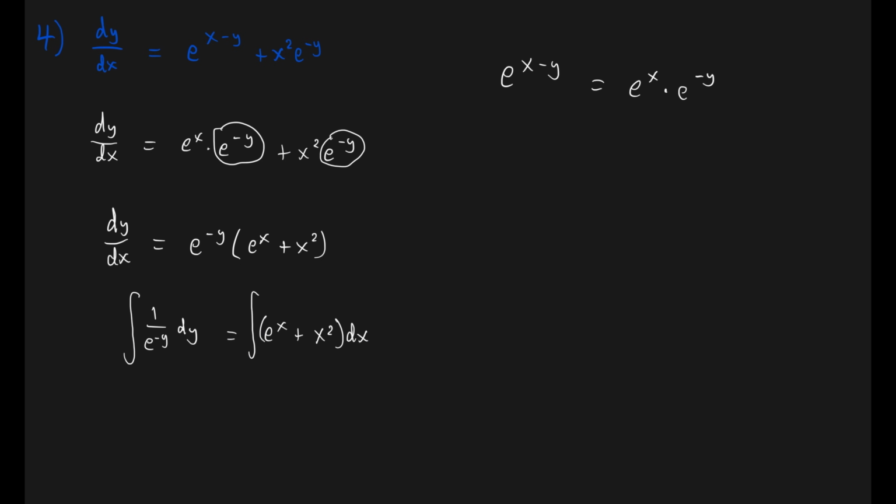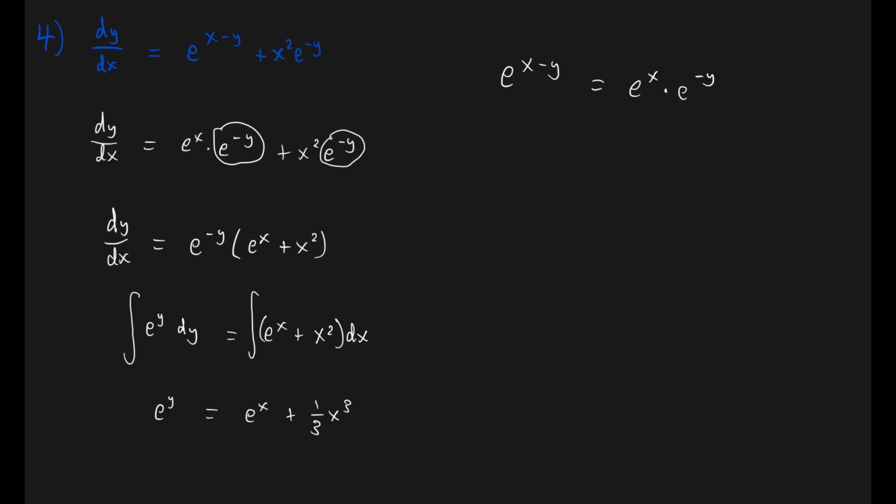And honestly, before we even do that, we know that this right here can be rewritten because we know 1 over e to the negative y is the exact same as just e to the y. So we've got the integral of e to the y dy is equal to the integral of e to the x plus x squared dx. So let's integrate both of those. We know the integral of e to the y is just e to the y. On the right side, e to the x is going to be just e to the x, and the integral of x squared is going to be 1/3 x cubed.